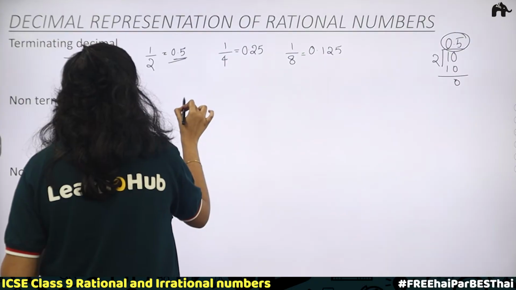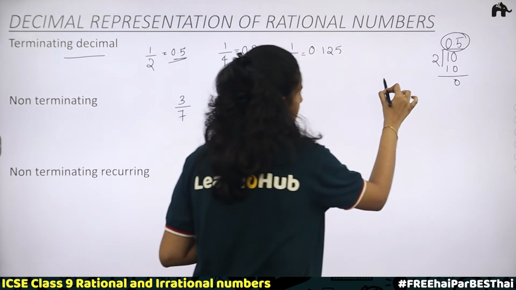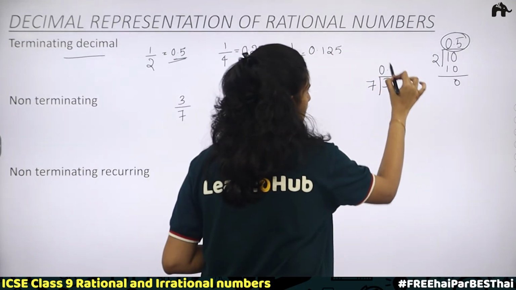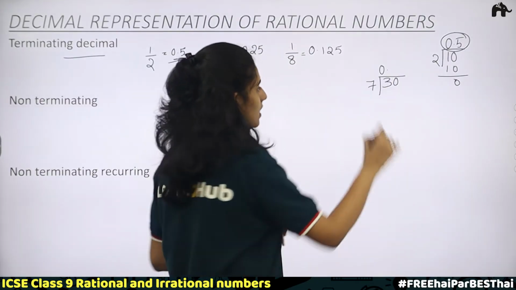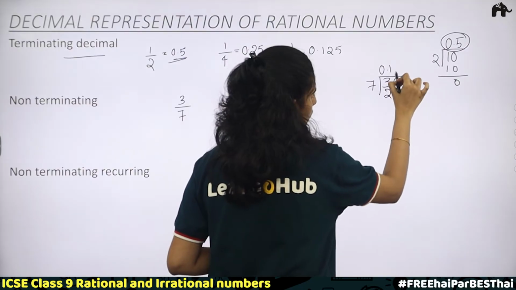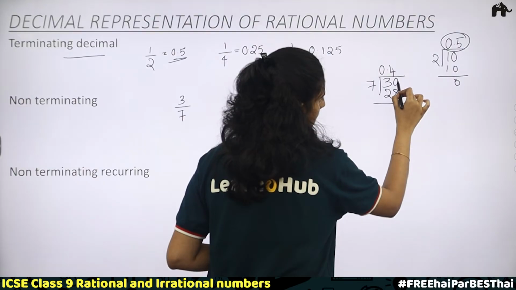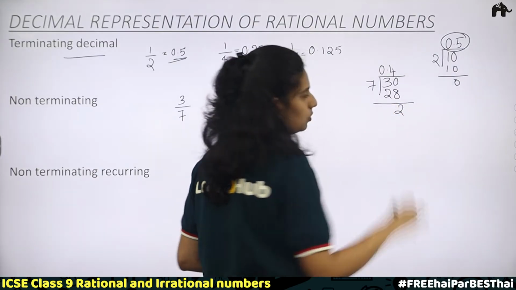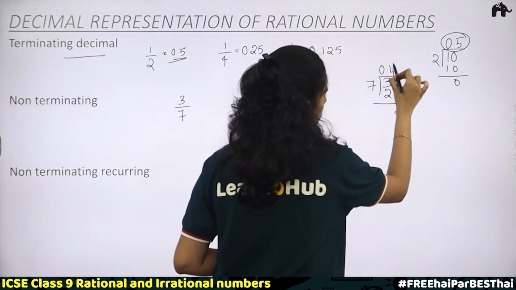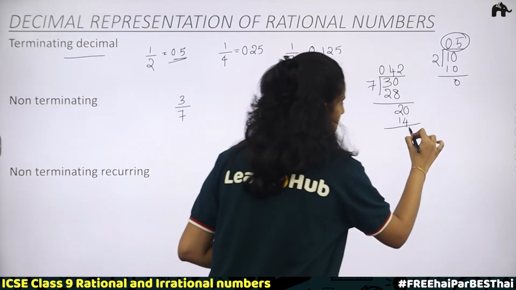Okay. Now what is non-terminating decimals? If you take a number, for example, 3 by 7. Okay. If you take 3 by 7, let's divide 3 by 7. Okay. 0. Here you add a 0. 30. 7 into 4 is 28. You will be getting 4 here. Now subtracting 28 from 30. You get 2. When you get 2, you will add a 0 again. 7 into 2 is 14. Remainder will be equal to 6.